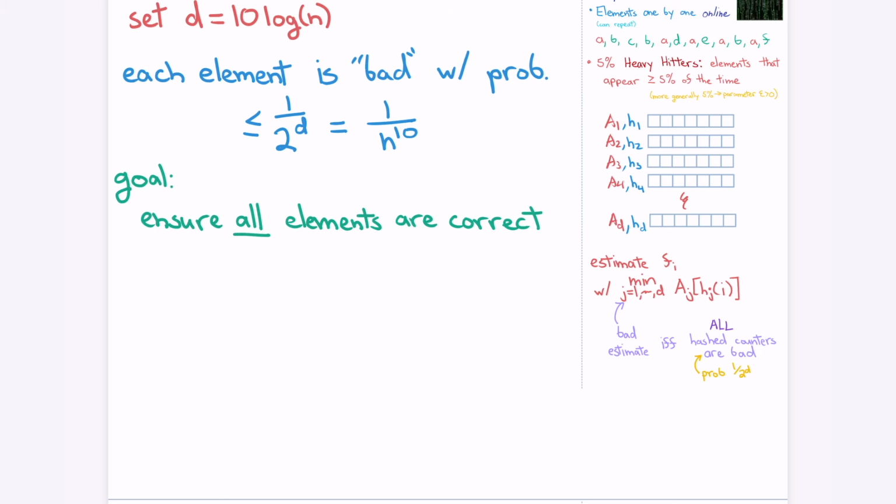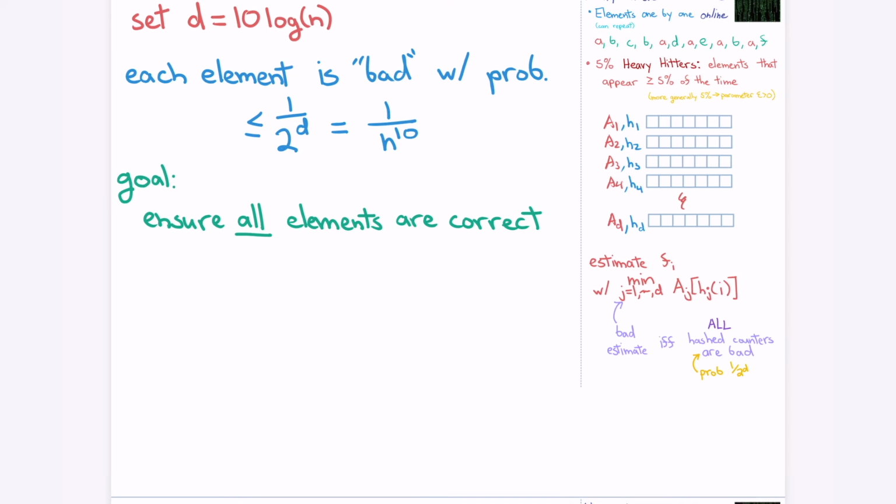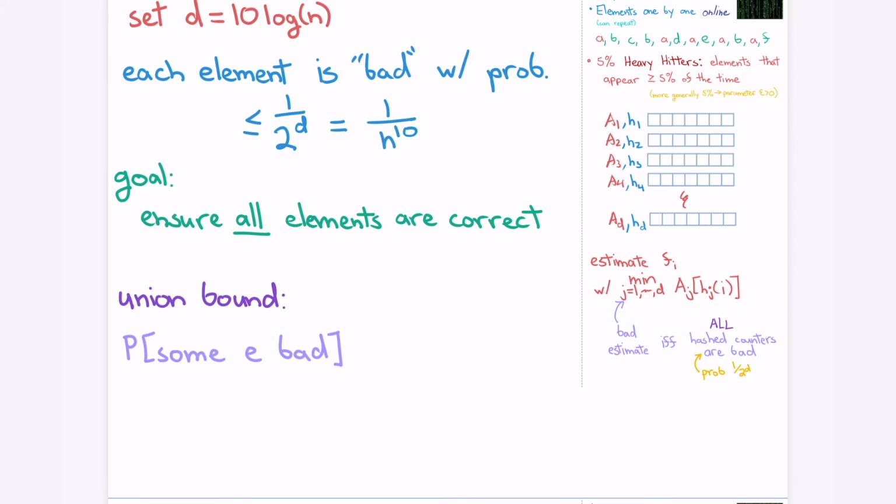Now, if our goal is to ensure all the elements are correct, we can just apply the union bound like we did last class. The probability that any element is bad: we sum up, over all elements, the probability that that element is bad. That's n times 1 over n to the 10, because there are n elements, and you get 1 over n to the 9.